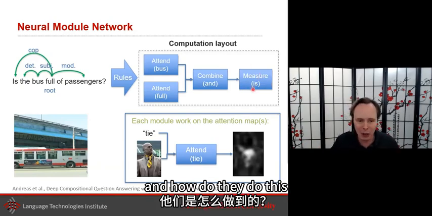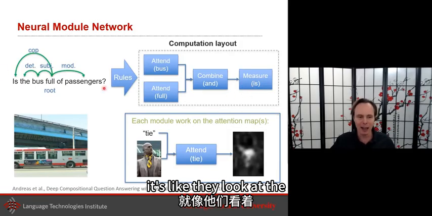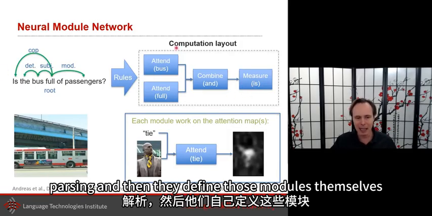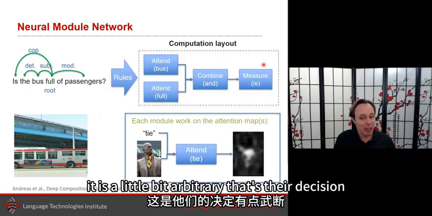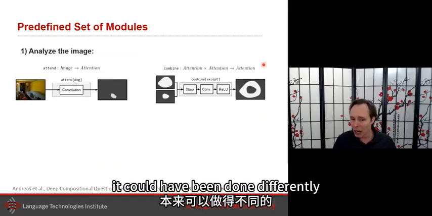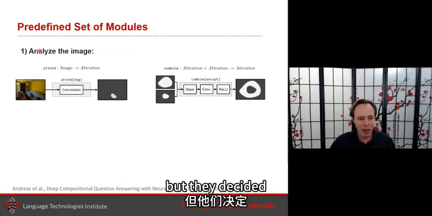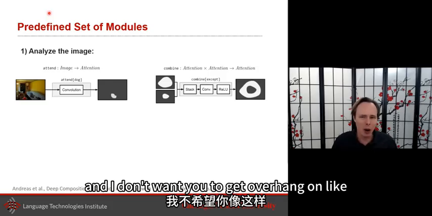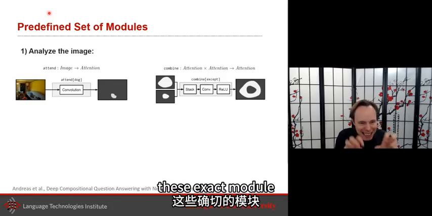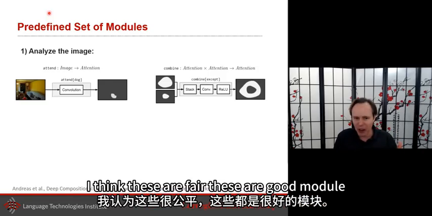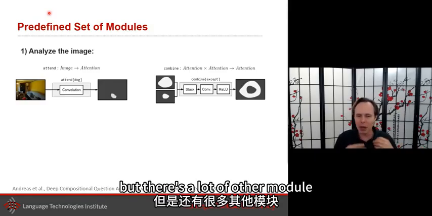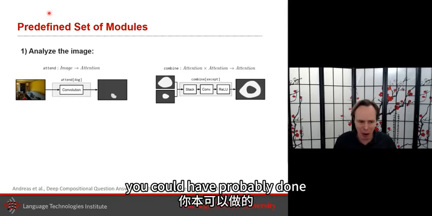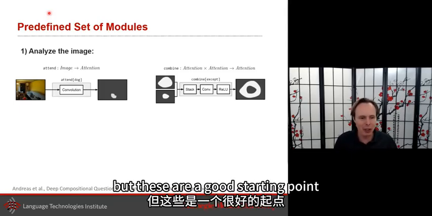And how do they do this? They look at the parsing, and then they define those modules themselves. It is a little bit arbitrary. That's their decision. It could have been done differently, but they decided to define a subset of modules. I don't want you to get hung up on these exact modules. I think these are good modules, but there are a lot of other modules you could probably have done, and these are a good starting point.